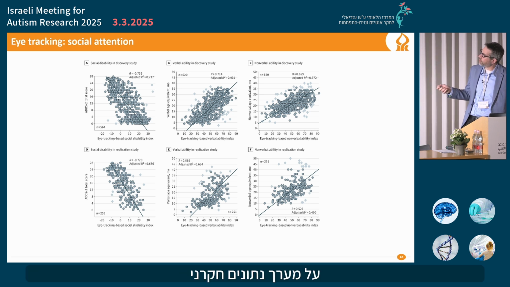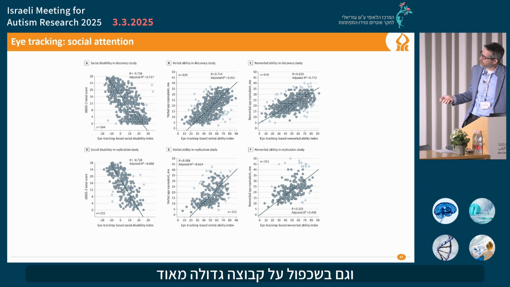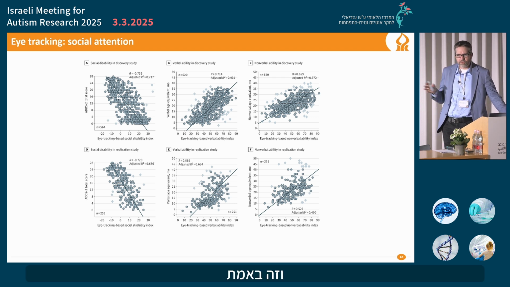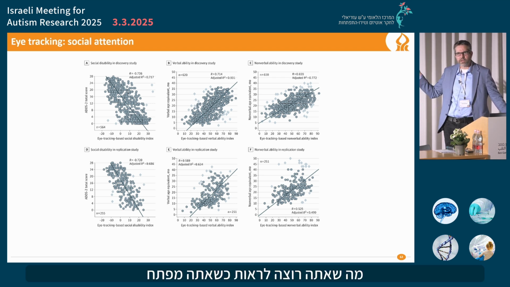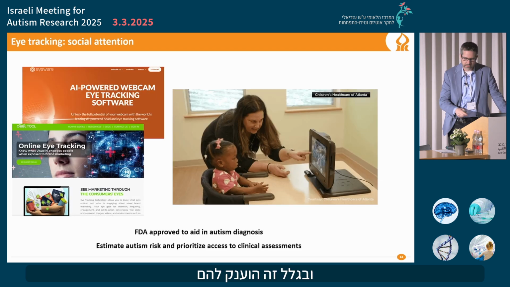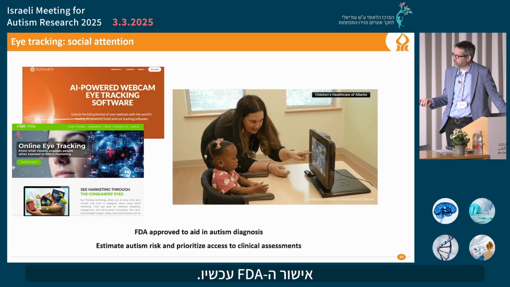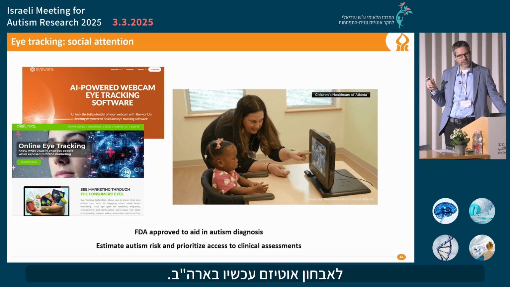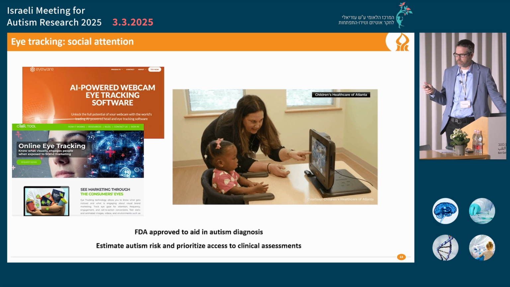And again, you see this both on an exploratory data set and a replication on a very large group of children. And that's really what you want to see when you're developing a medical device. And that's why they've been awarded FDA approval now. So this is a legitimate aid to autism diagnosis now in the US.